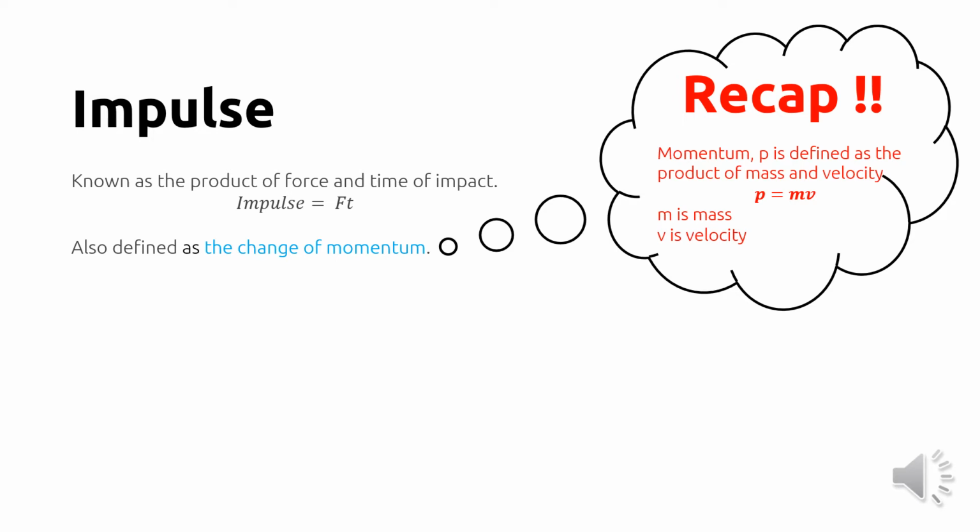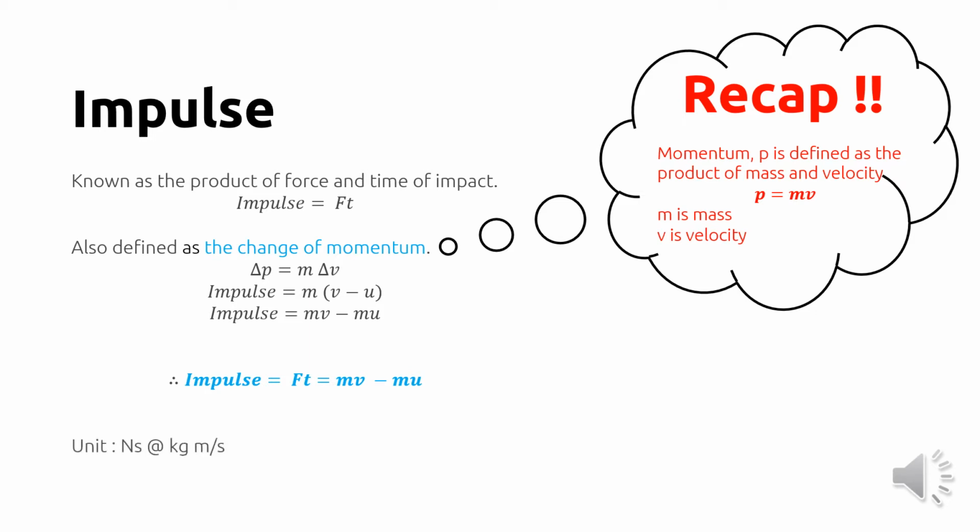Now let's get back here. When I talk about change of momentum, the symbol is delta P. And in constant mass, delta P is equal to m delta v. Delta v can also be written as v minus u. So, impulse is equal to mv minus mu. Therefore, we can also write impulse as Ft equal to mv minus mu. And the unit for impulse is Newton second or kilogram meter per second.